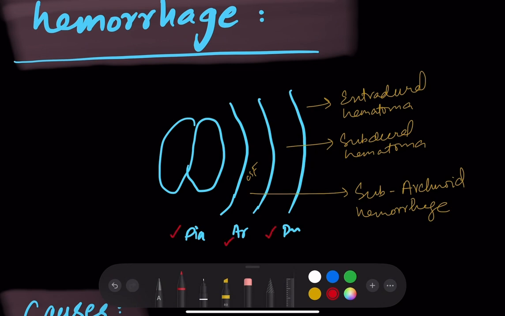The different hematomas that occur among these three layers are named extradural hematoma, which occurs in the dura mater, then subdural hematoma, and then the subarachnoid hematoma, which occurs between the arachnoid and pia mater. The subdural hematoma occurs between the dura and the arachnoid mater.